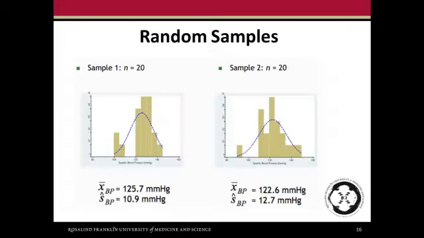So here are two samples that were done with 20 individuals each. Remember, there's 500 of these. You can see here plotted the distribution for the 20 individuals in each of these samples, and at the bottom there's the mean represented by X bar and the estimated standard deviation for each sample. And notice that there is some variability in the mean: it's 125.7 for sample 1, 122.6 for sample 2, and again there's 500 of these that were done.